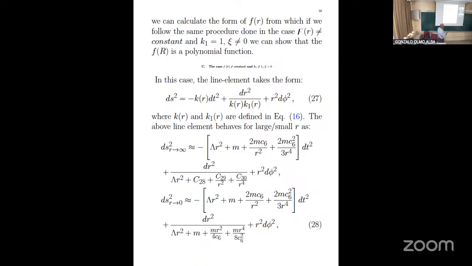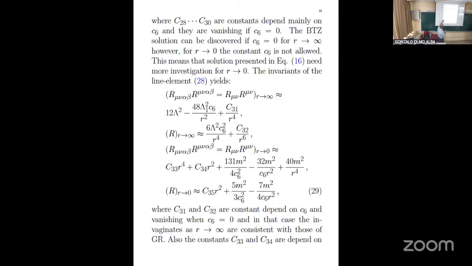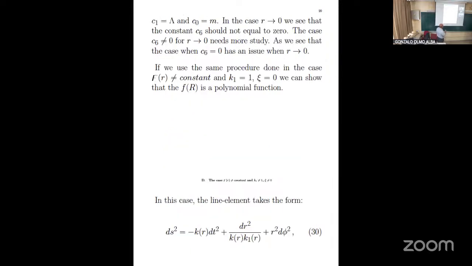So we also calculate the invariant of this solution, and as you see, for large r we have no problem with the constant C6 equal to 0. In that case, we reproduce the solution of BTZ. But for small r, we are not allowed to put this constant equal to 0. If we repeat the procedure to calculate the corresponding f(r), we can show that in that case f(r) is a polynomial function.